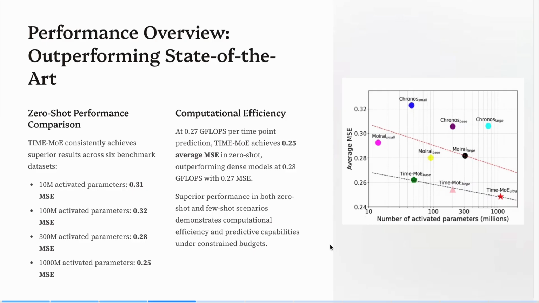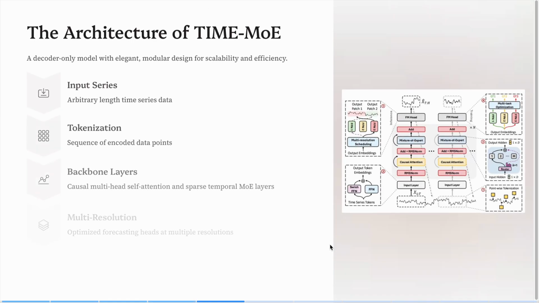For example, at 0.27 GFLOPS per time point prediction, Time-MoE achieves an average MSE of 0.25 in zero shot, outperforming dense models at 0.28 GFLOPS with an average MSE of 0.27. Now moving on to the architecture.